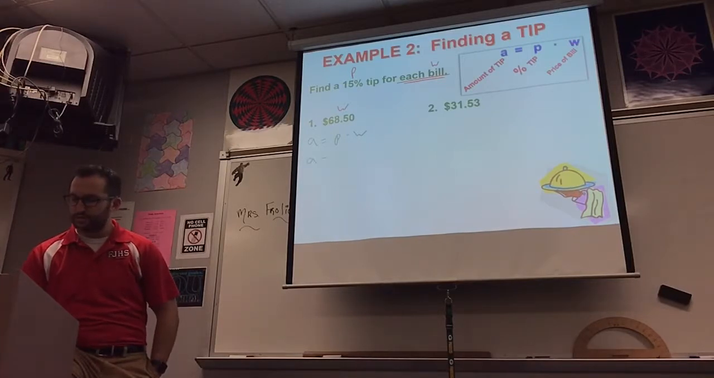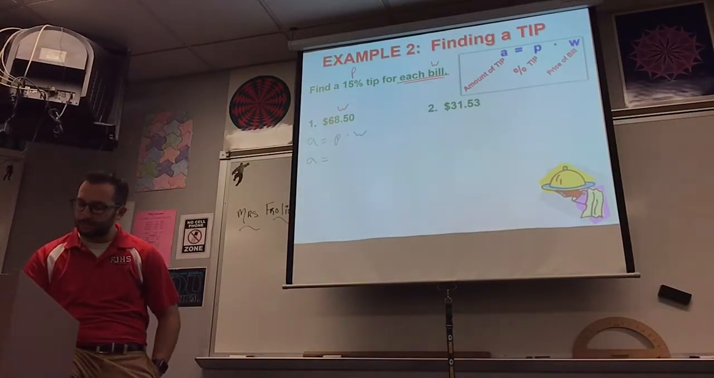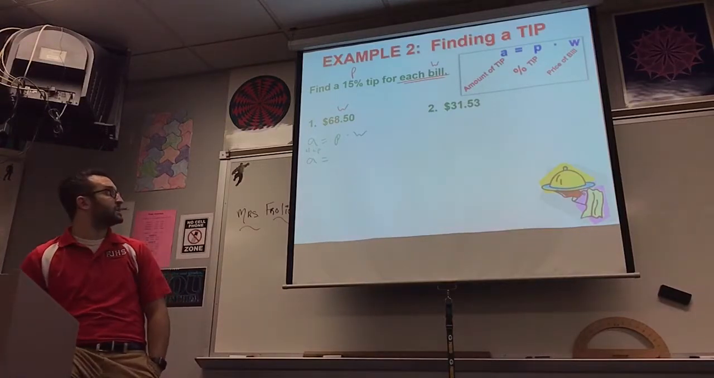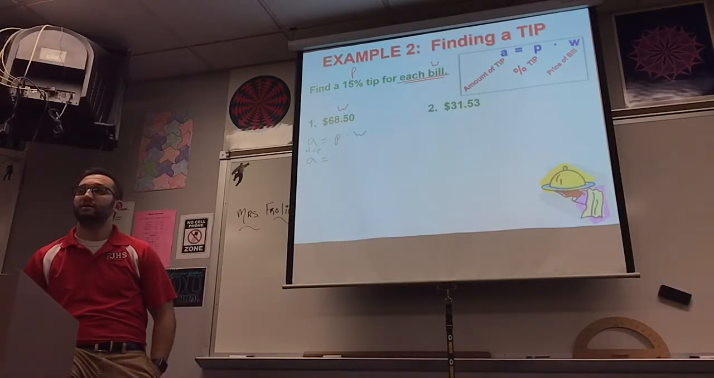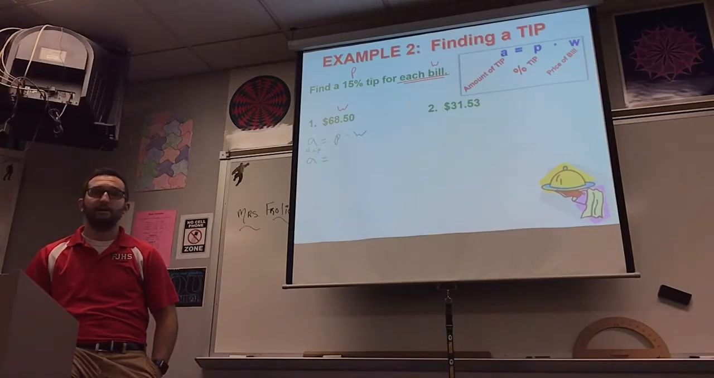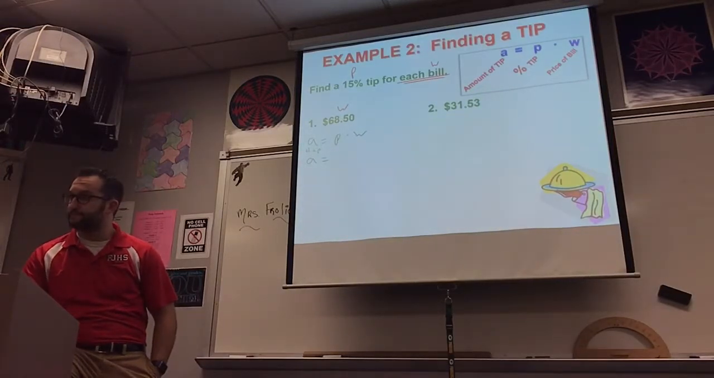So A equals, why is it A equals? Because A is the amount of tip. So P is the percent of what? Percent of tip. So A is not going to be the total cost of the bill. So it's 0.15. What's W?